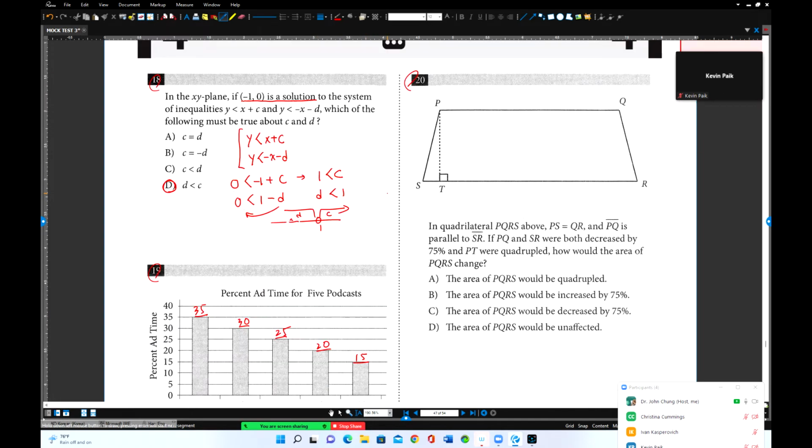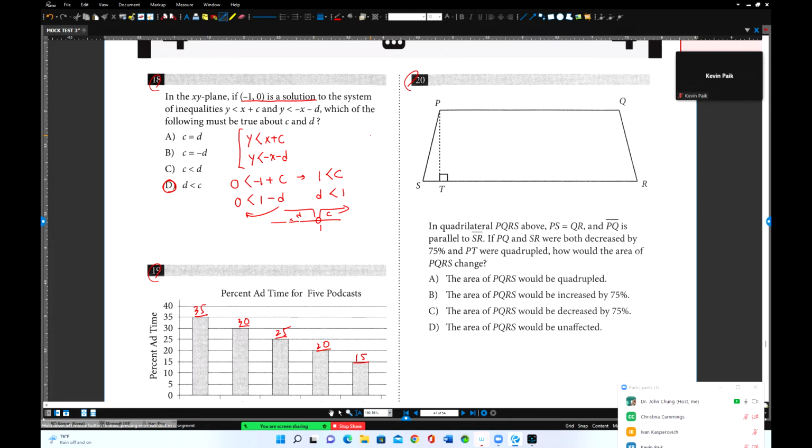Oh, number 20 over here. Yeah, PS and QR, that is an isosceles trapezoid. Okay, they're going to change the dimensions, right? PQ and SR are both decreased by 75%, and the PT is quadrupled, so 4 times. Okay, what happened to their area?